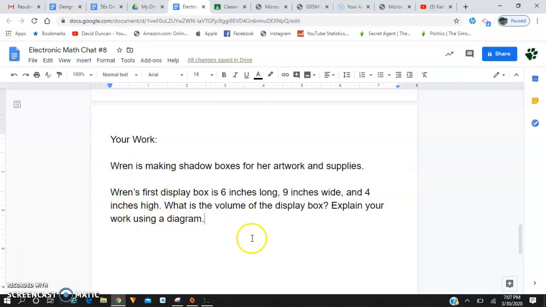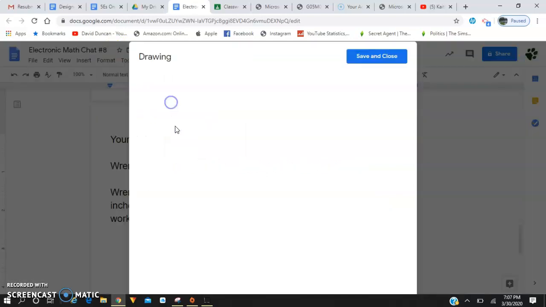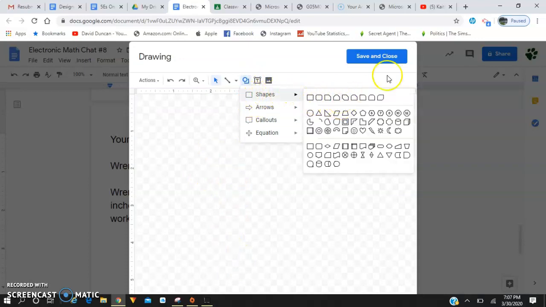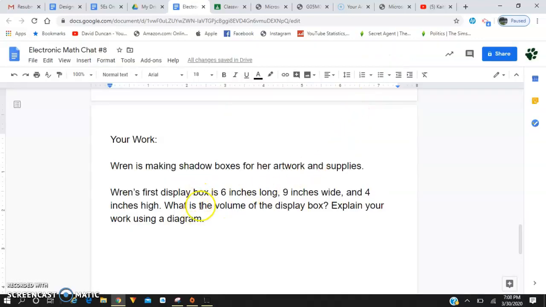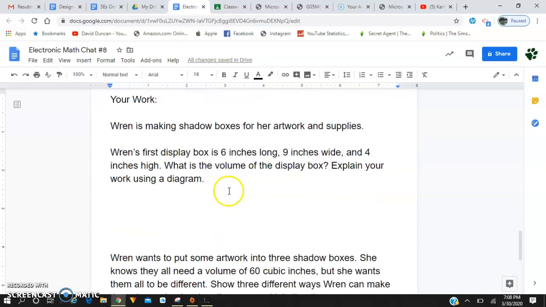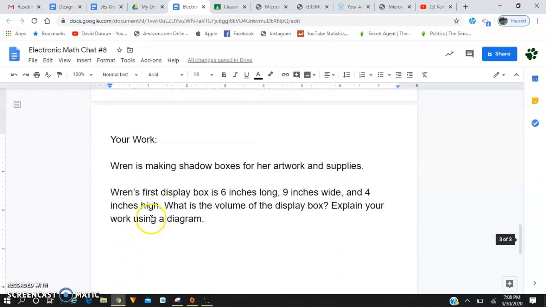So in this one, all you need to do is identify the volume of the display box. I do not need you to draw the diagram. If you want to find a way, I'm sure you can go up here into insert, let's see, drawing, new. I'm sure you guys can, you're very tech savvy. If you want to draw a box, you're more than welcome to, but you don't have to. If you just want to write down your work, you are more than welcome to do that, because this took me a lot of time, but I wanted to show you guys my thinking. You don't have to do that, okay?